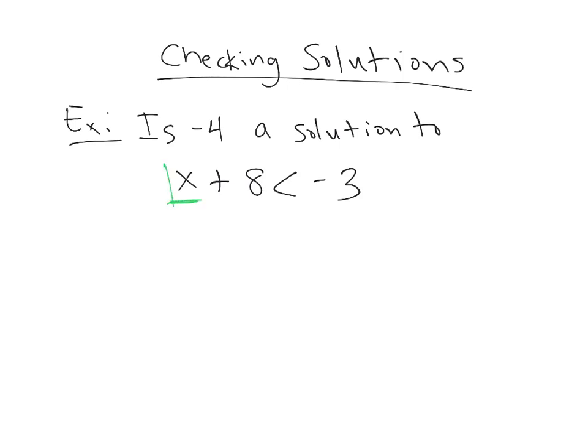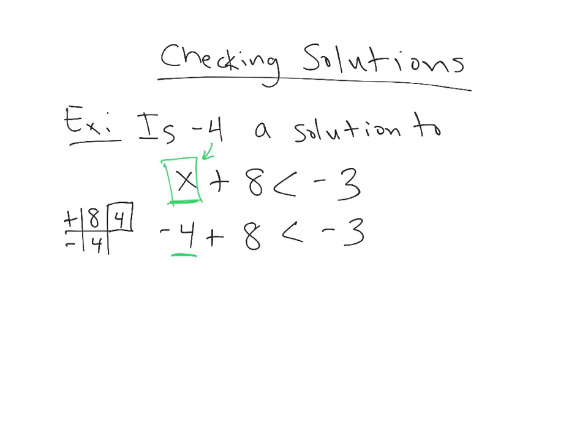So if you can see here, our x is right here. What we're going to do is plug in -4 for x, and see if it works out as a solution. So -4 plus 8 less than -3. We want to know if that's true. On the left-hand side, if we work out -4 plus 8, we'd have 4 negatives and 8 positives. So it's 4 more positive than negative, for a positive 4.